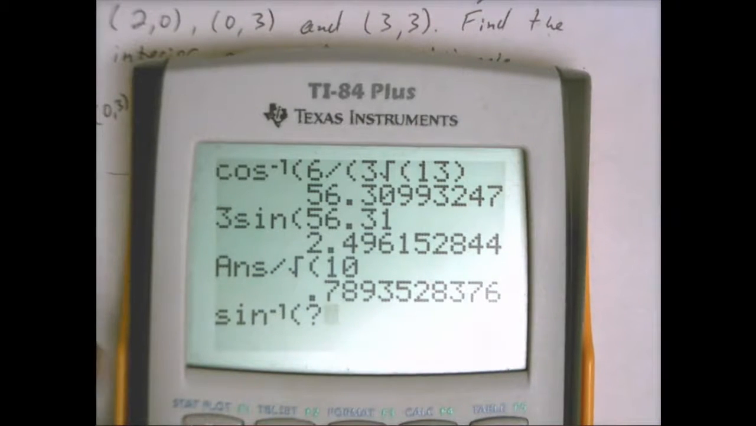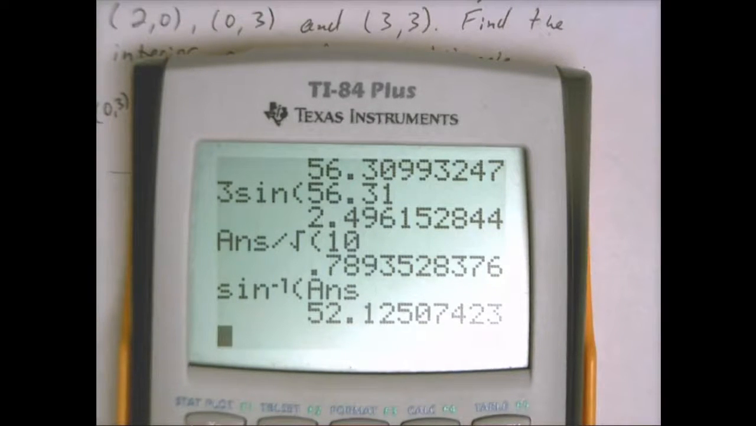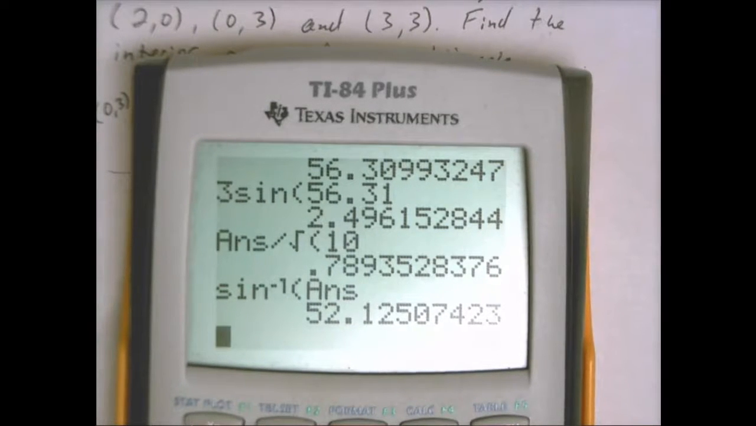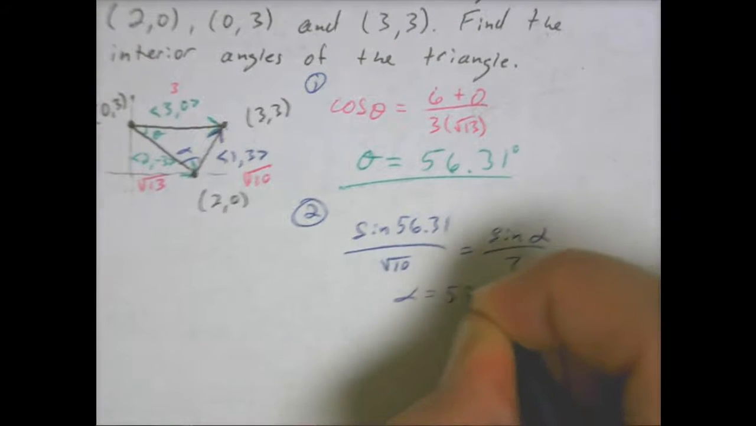Oh, no. No, answer calculator. That's what I meant. So 52.13. So that angle is 52.13.